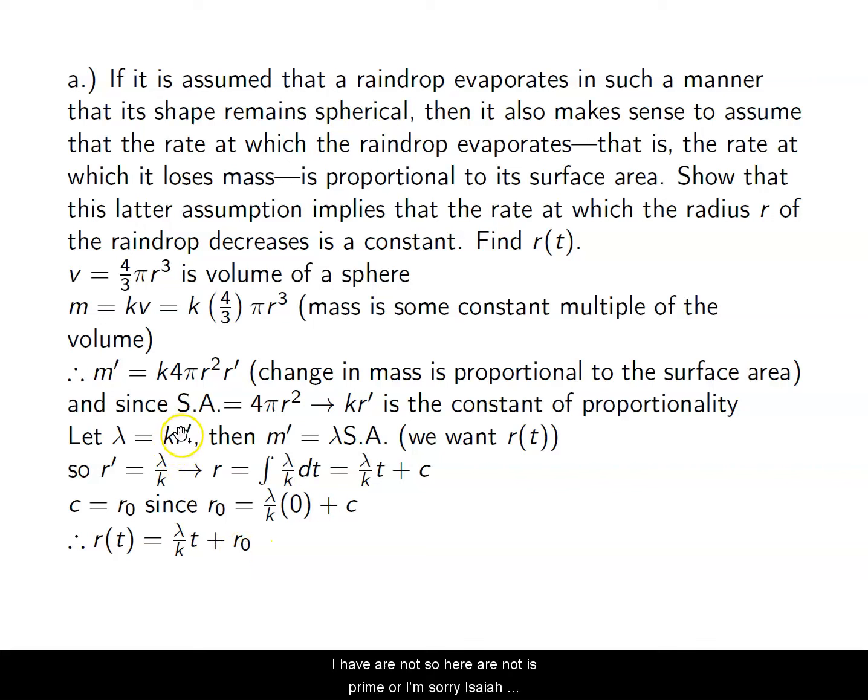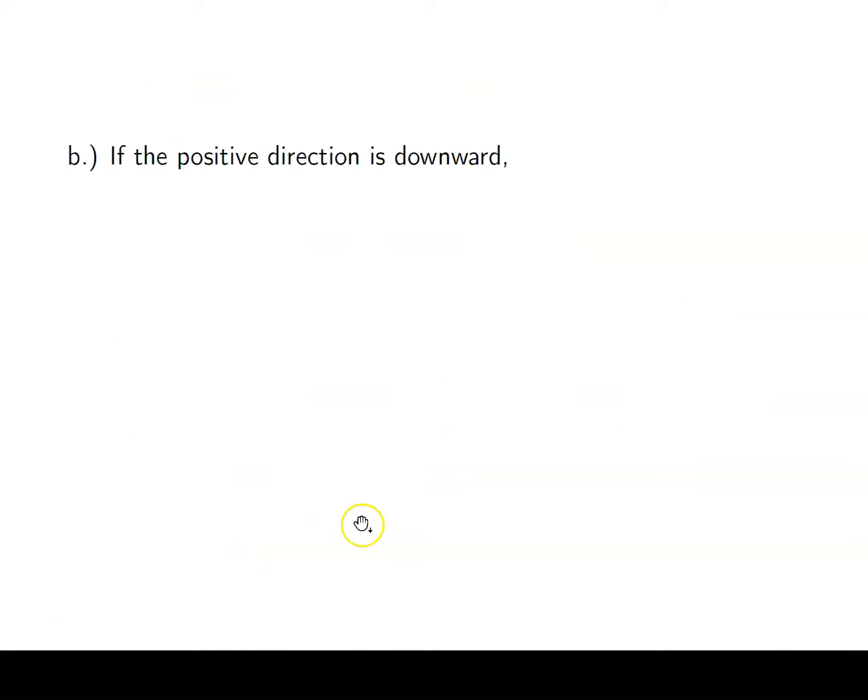So here r naught prime is a constant, which would make sense because r of t is a first order equation. So if I take its derivative, lambda over k is that constant value, right? Which I said over here.